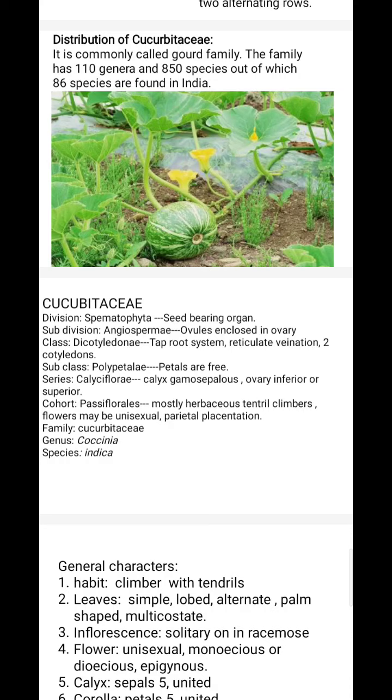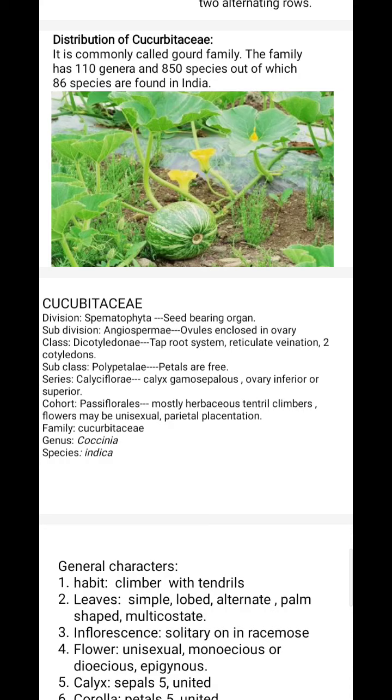Then the systematic position of the Cucurbitaceae. It belongs to the division Spermatophyta, that is seed bearing organ. Subdivision angiosperms, that is ovules enclosed in ovary. Then class Dicotyledonae, that usually has the taproot system, reticulate venation, and 2 cotyledons.